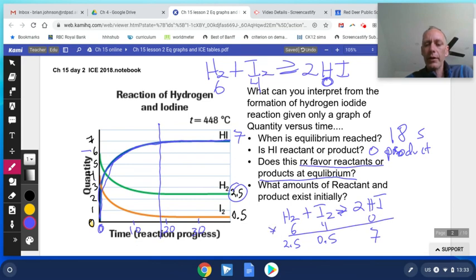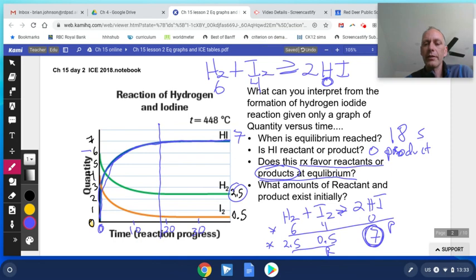So here's where we started, here's where we finished. So at equilibrium, we would say it favors products. There's way more products, 7 moles of hydrogen iodide and a lot less reactant. So does this favor reactants or products? We would say it favors products.